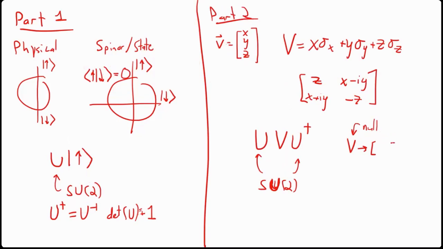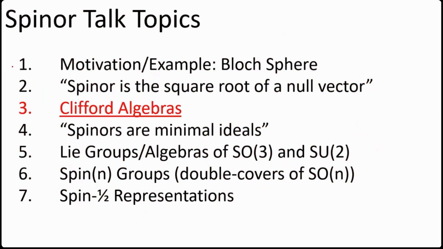And then it turns out if V is null, or has length 0, then you can turn it into a row and a column. And that means that the row will transform with U and the column will transform with U dagger. So that's how we got to spinors last time. This time I'm hoping to finish these two sections, which are Clifford algebras, and then I'm going to talk about how spinors are members of what we call a minimal ideal in a Clifford algebra, which, unless you've taken an abstract algebra class, you've probably never heard of before.